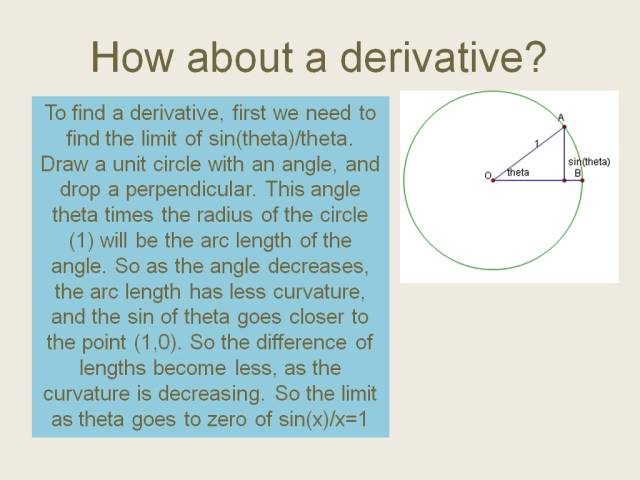How about a derivative? To find a derivative, first we need to find the limit of sine theta divided by theta. Draw a unit circle with an angle and drop a perpendicular. This angle theta times the radius of the circle, which in this case will be 1, will be an arc length of the angle. So as the angle decreases, the arc length has less curvature and the sine of theta gets closer to the point (1, 0). So the difference of length becomes less as the curvature is decreasing. So the limit as theta goes to 0 of sine x divided by x equals 1.